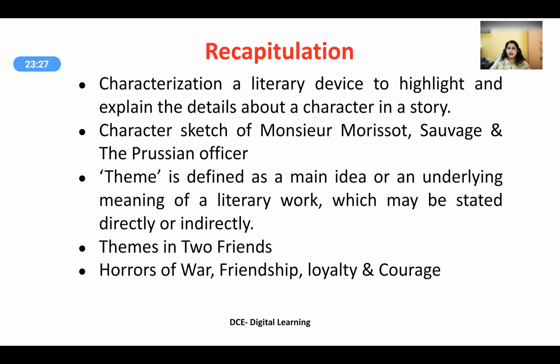Let us try to recapitulate what we have learned through the course of this session. The definition of characterization. Characterization is a literary device to highlight and explain the details about a character in a story. And then we discussed in detail the character sketch of Monsieur Morisot, Monsieur Sauvage, and the Prussian officer. Theme. Theme is defined as a main idea or an underlying meaning of a literary work which may be stated directly or indirectly. And the themes in the short story Two Friends are horrors of war, friendship, loyalty, and courage.